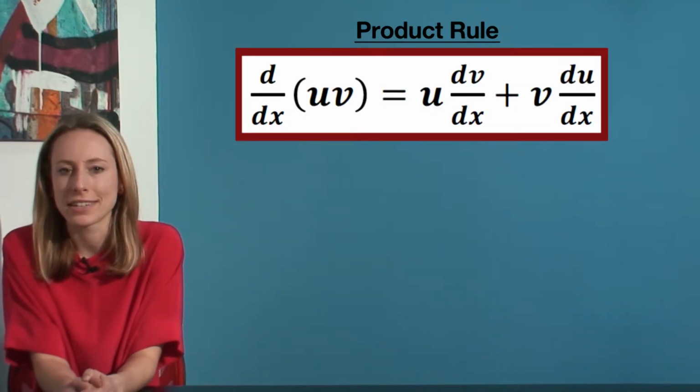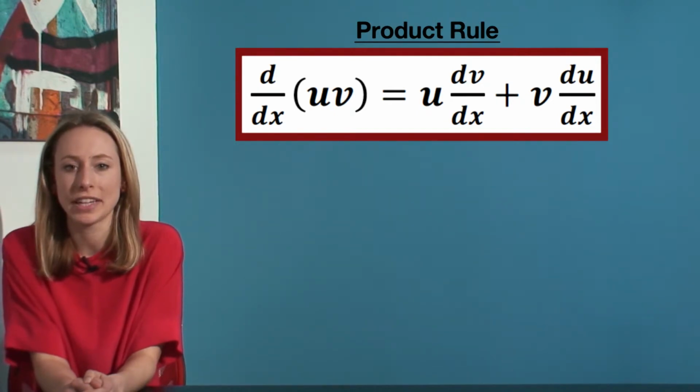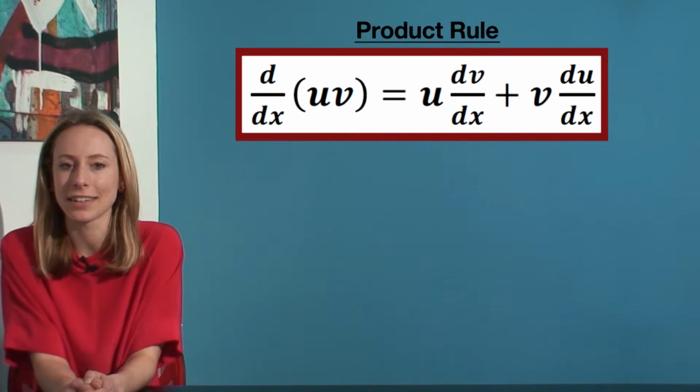We use the product rule when we have two functions multiplied together. Don't be on the lookout for a multiplication sign, because there often won't be one. Instead, look for any instances of two different functions of x next to each other. The formula for the product rule is provided in the formula sheet. The derivative of uv is equal to u dv/dx plus v du/dx.